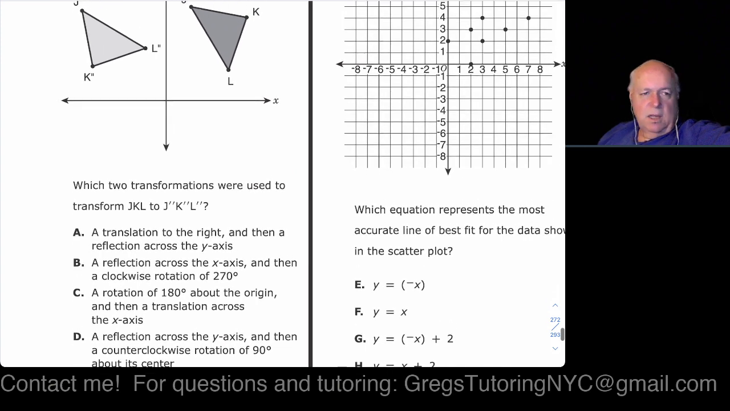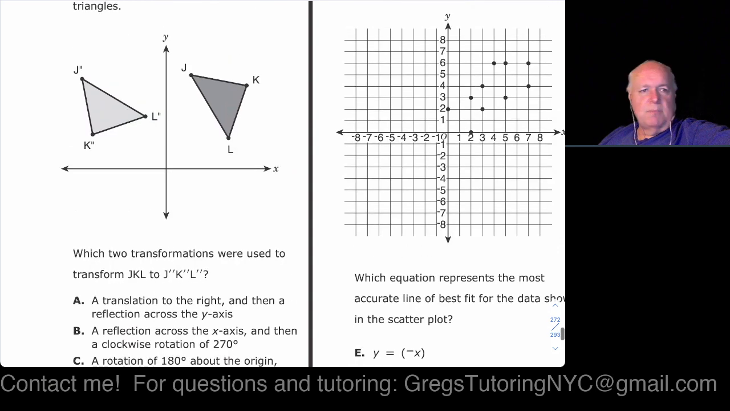And by the way, there's no coordinates given, so we're just basically getting which one is going to end up being the closest to this. In other words, we don't literally know the coordinates of JKL or JKL double prime either. So A says a transformation happens to the right. So they're taking the darker shaded triangle, moving it to the right in some manner, and then reflecting it across the y-axis.